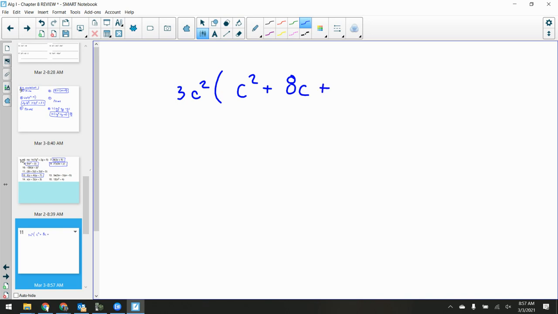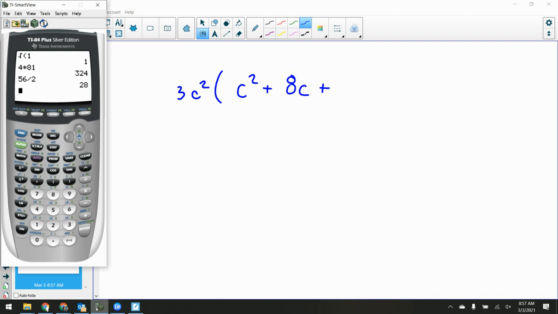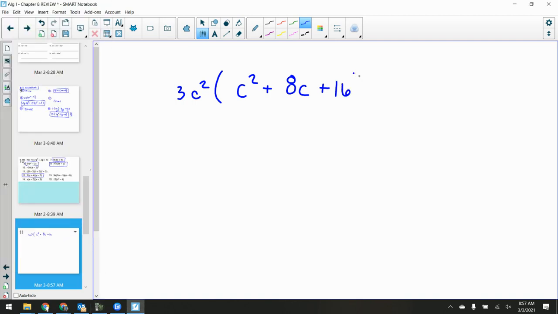And then 48 divided by 3. Is that 16? That seems right. And then what did you say for each two factors? What was your final answer? Oh, that was your final answer. That is factorable, because that's 4 and 4. Square root of 16 is 4 and 4. So we say 3c squared, c plus 4, c plus 4. Does that make sense?